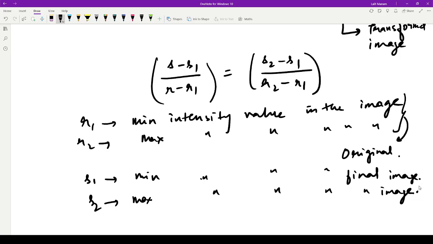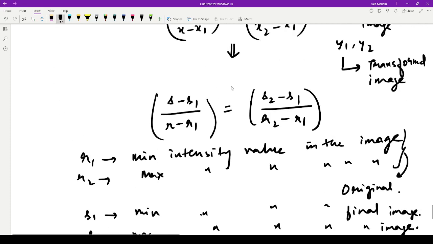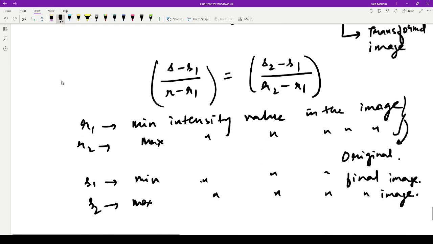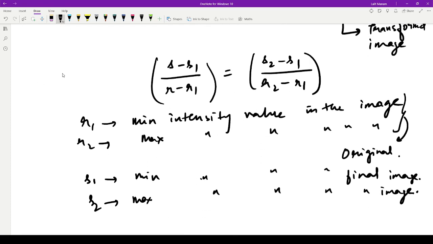So if you know the final range in which your intensity should lie, then S1 and S2 denote the minimum and maximum. And R1 and R2 is just the input intensity value out there. Given this, we would generally like to do a contrast stretching so that it covers the whole range. So for covering the whole range, this is 0 and this is L minus 1.